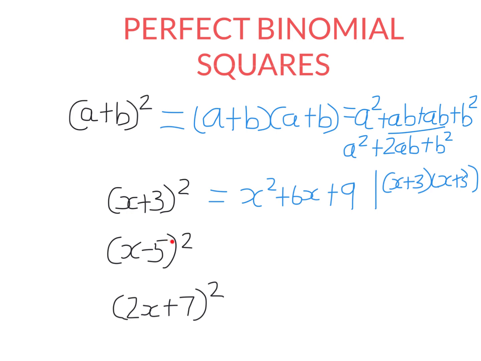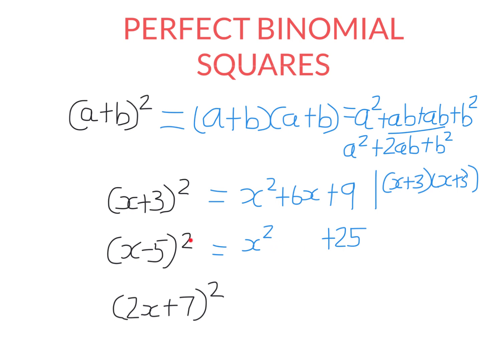So let's do (x - 5) all squared using the quick way. So the quick way is square the first, square the second. So negative 5 squared gives you positive 25. First and third terms are always positive. A negative squared still gives you a positive because it's a negative times a negative. So we're not done. We've got the first and second terms squared, but there is a middle term between them.